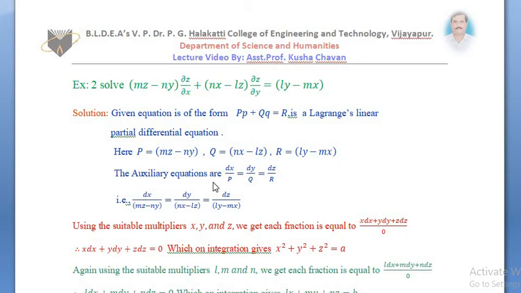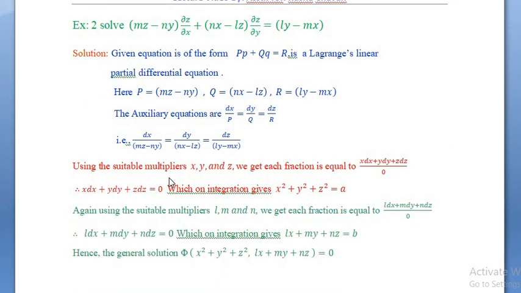And the auxiliary equations are dx by P equal to dy by Q is equal to dz by R. That is dx divided by mz minus ny equal to dy divided by nx minus lz is equal to dz divided by ly minus mx. Using the suitable multipliers x, y and z, we get each fraction is equal to x dx plus y dy plus z dz divided by 0.